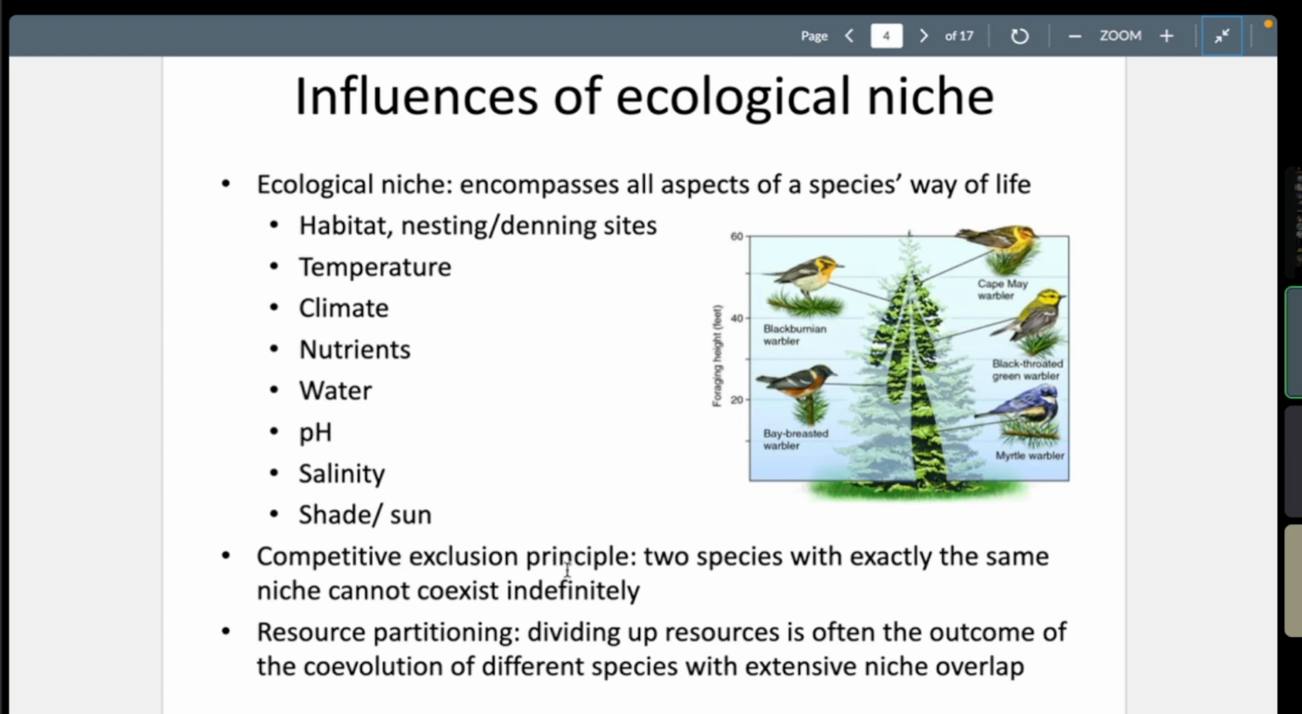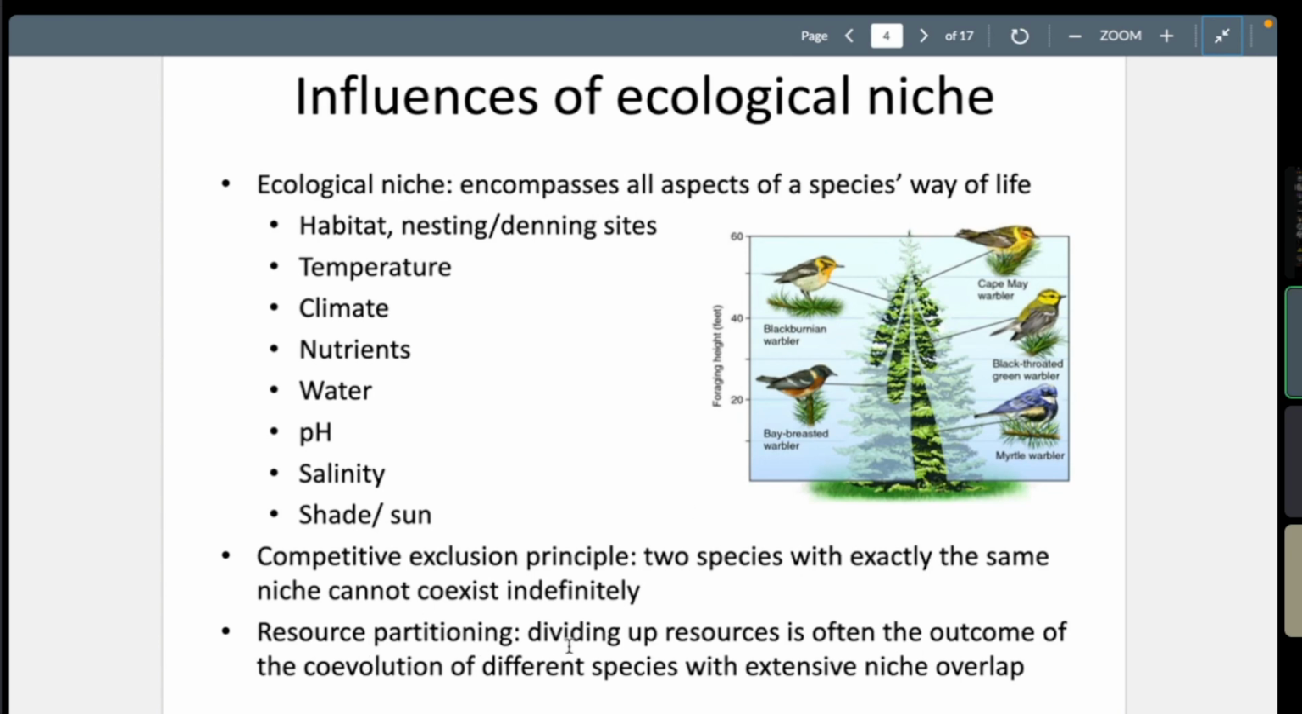Competitive exclusion principle. Two species with exactly the same niche cannot coexist indefinitely. So if we have two birds that want to live on top of the tree right here, they can't do that forever because eventually one is going to take precedence.